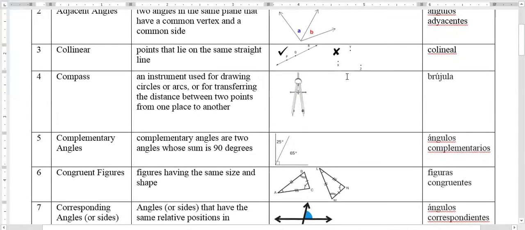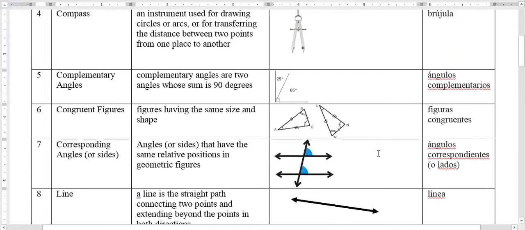Number five, complementary angles. Complementary angles are two angles whose sum is 90 degrees. So these two angles add up to 90 degrees. This line could move anywhere, as long as it's between this line and this line, it'll add up to 90 degrees.